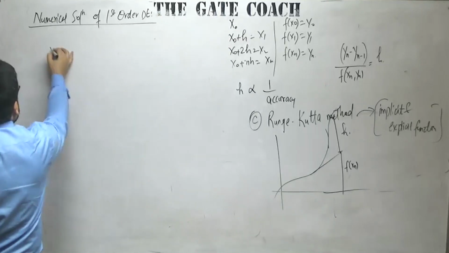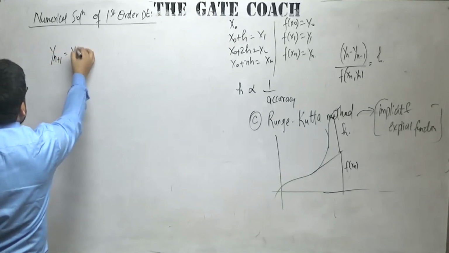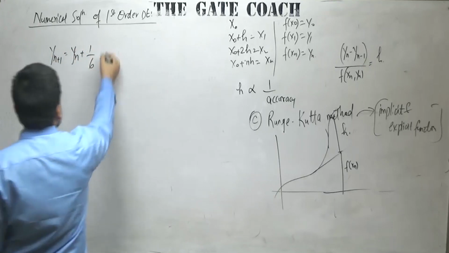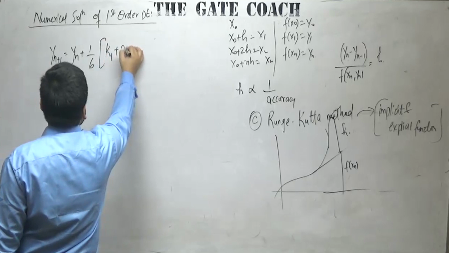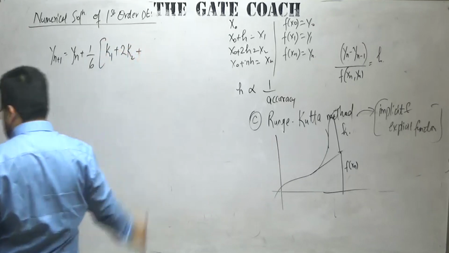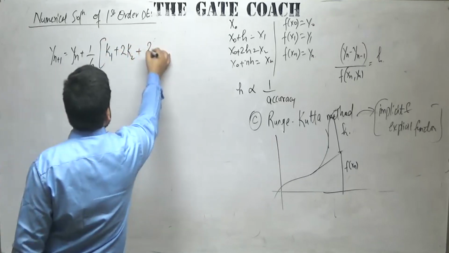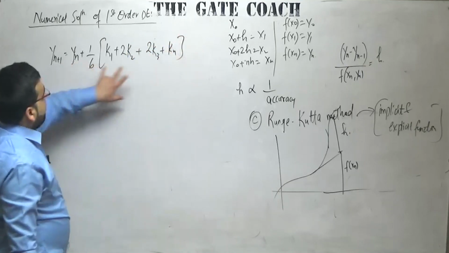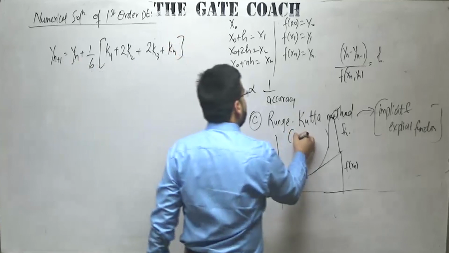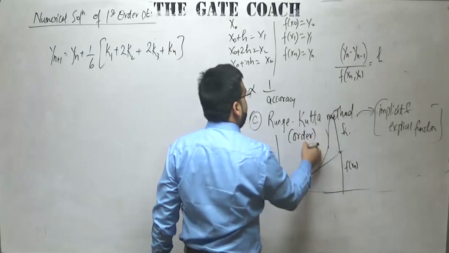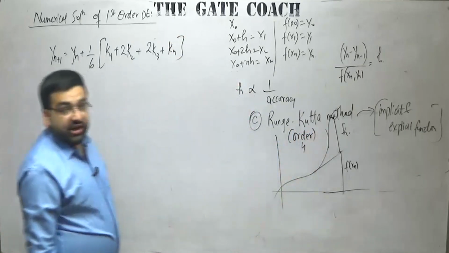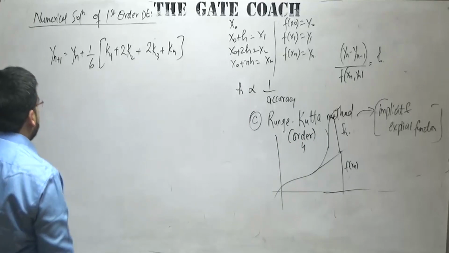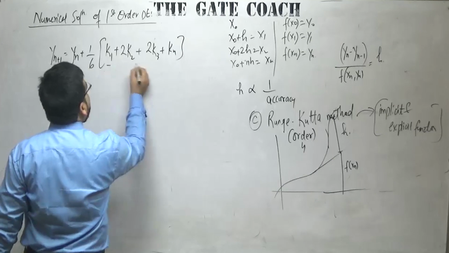So yn plus 1 is given by yn plus 1 by 6 into k1 plus 2 times k2 plus 2 times k3 plus k4. And that is why it is called the Runge-Kutta method of order 4. It is much more accurate as compared to the Runge-Kutta method of order 3. Until and unless not mentioned in the examination, go with this method. The only thing is that you just calculate this k1, k2, k3 and k4.